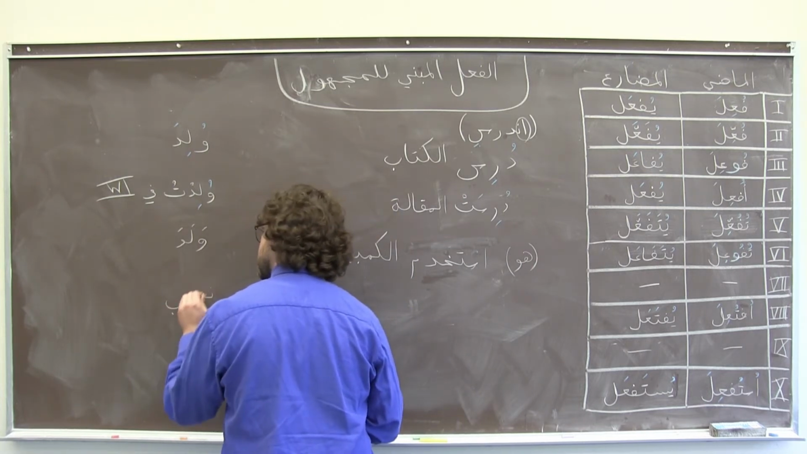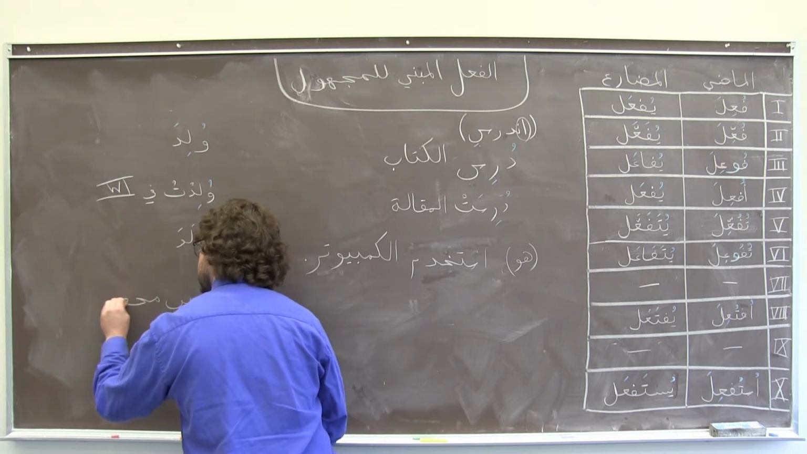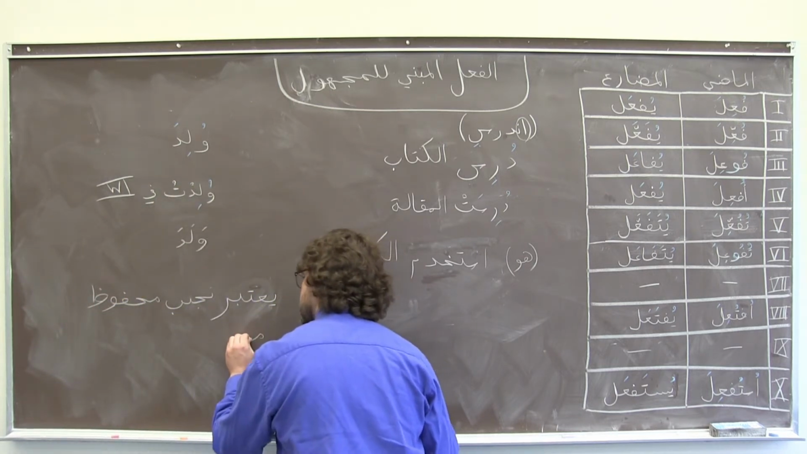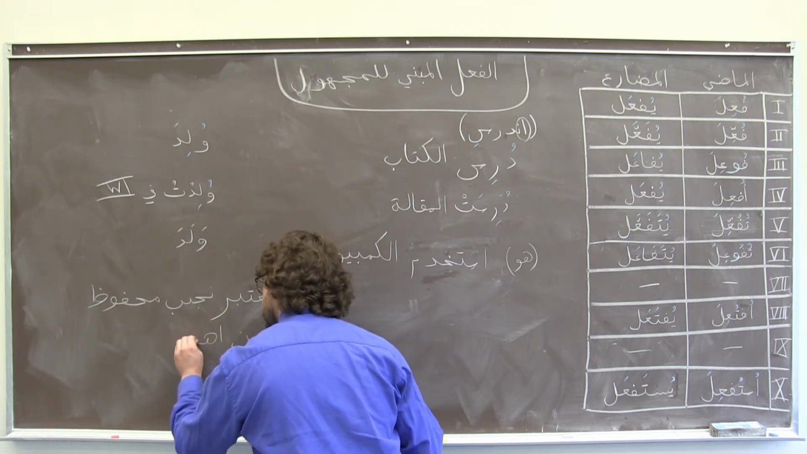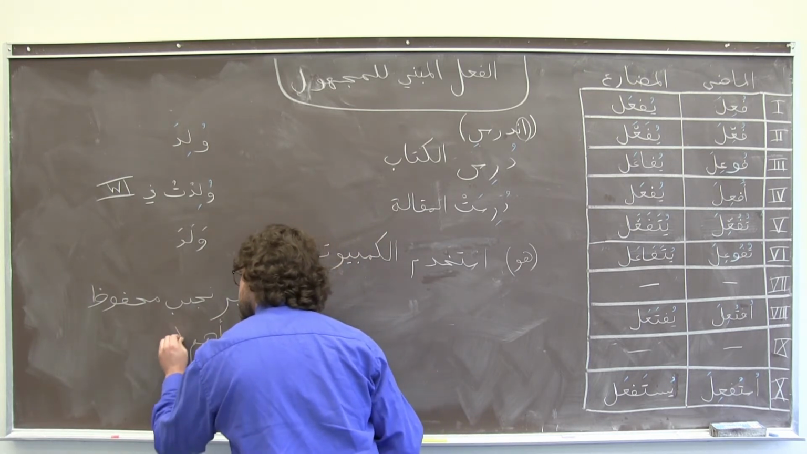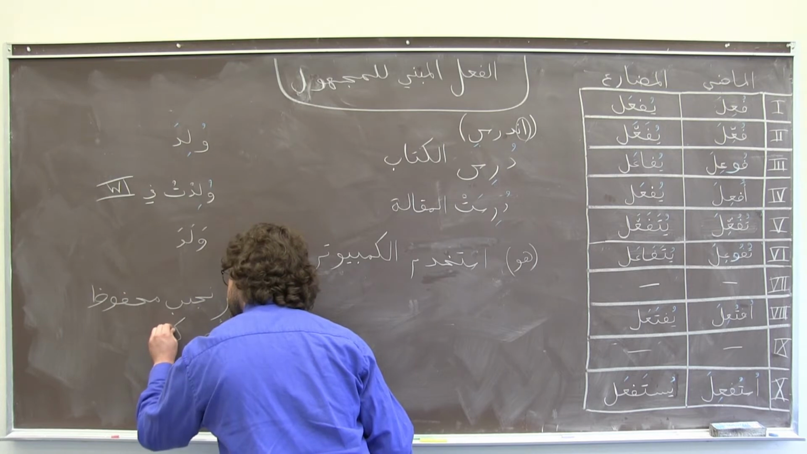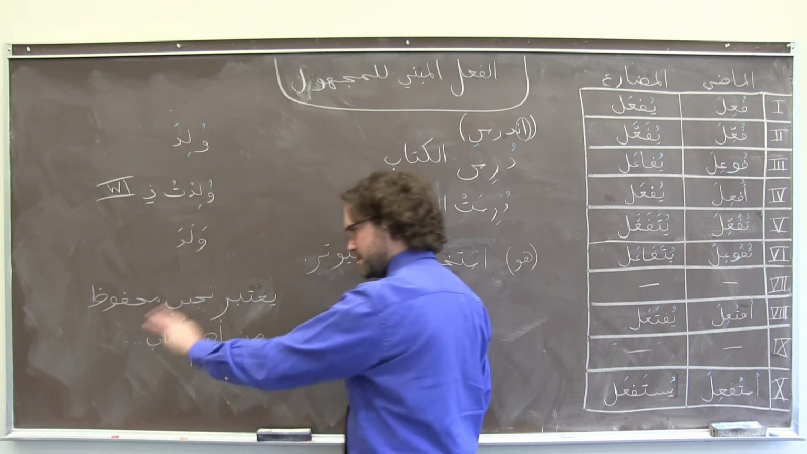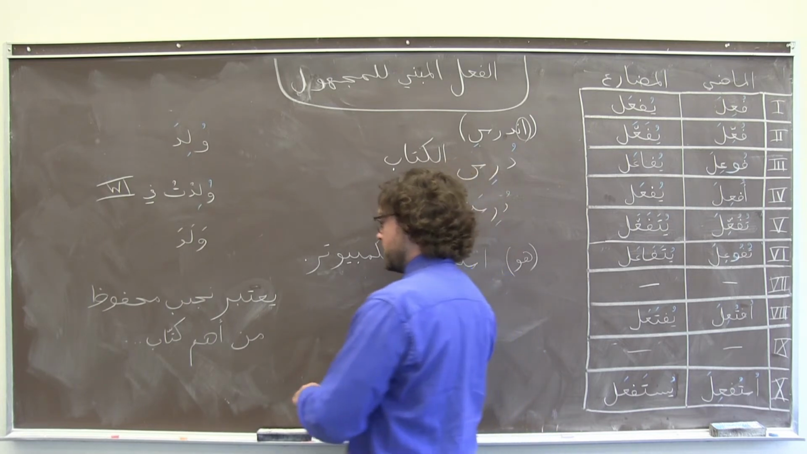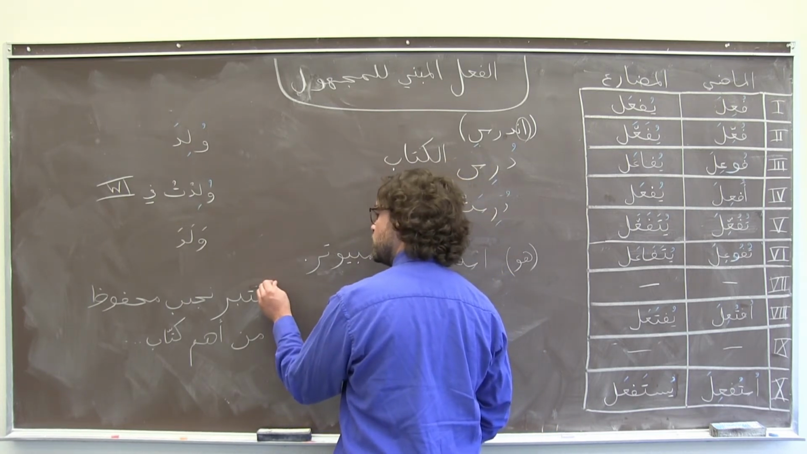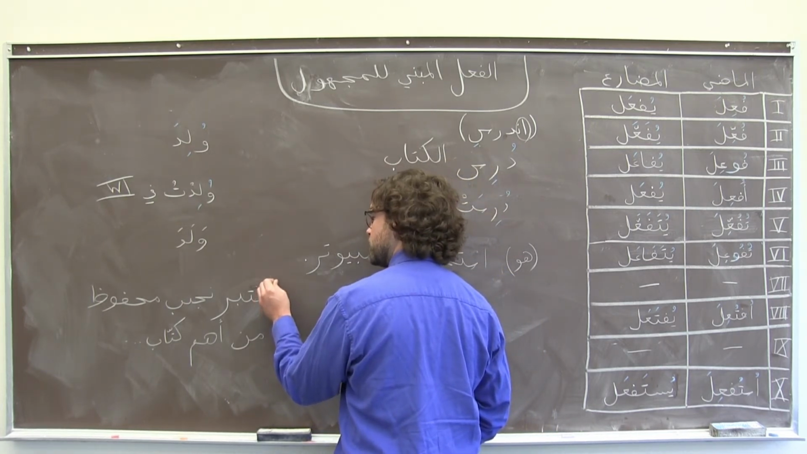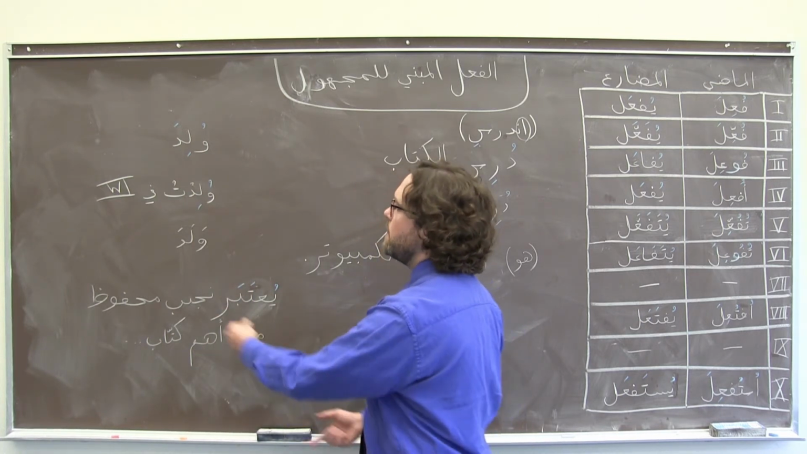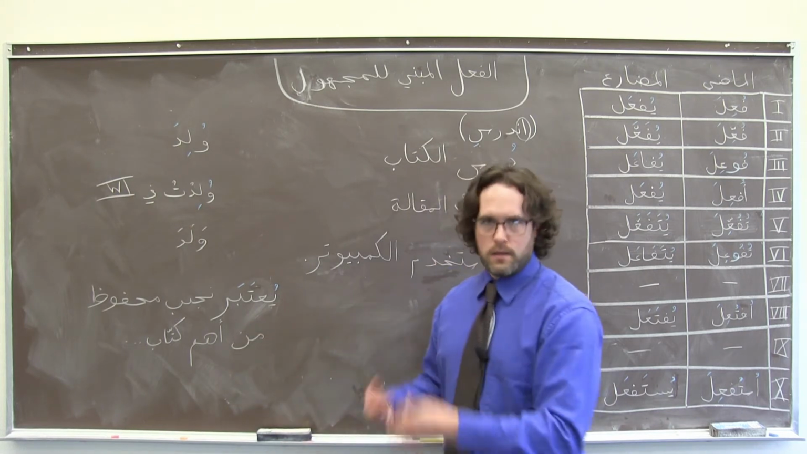In a case like that, we would do this. That's a long sentence. I'm not going to complete it, but vocalized, it would be pronounced يُعْتَبَر نَجِيب مَحْفُوظ مِنْ أَهَمْ كُتَّاب الْقَرْنِ الْمَاضِي.